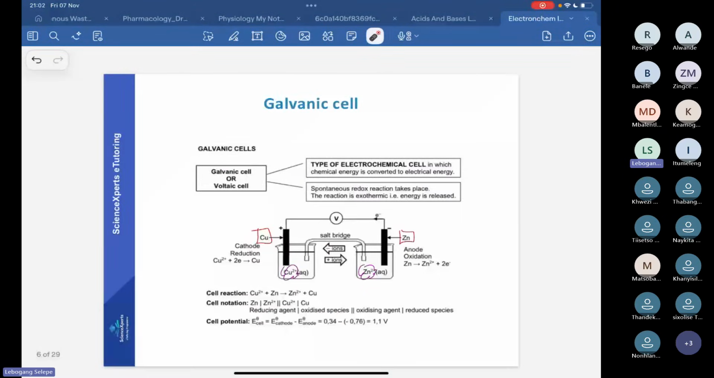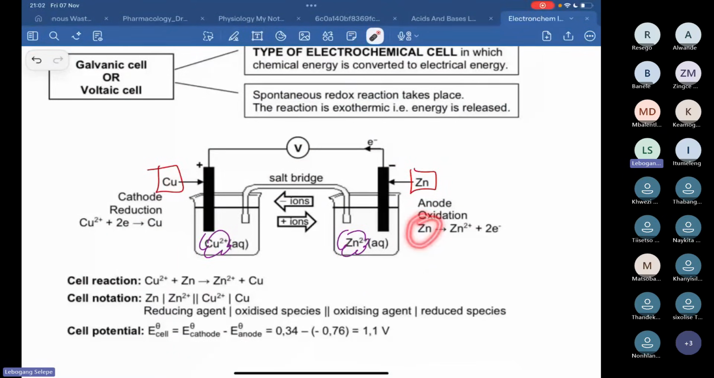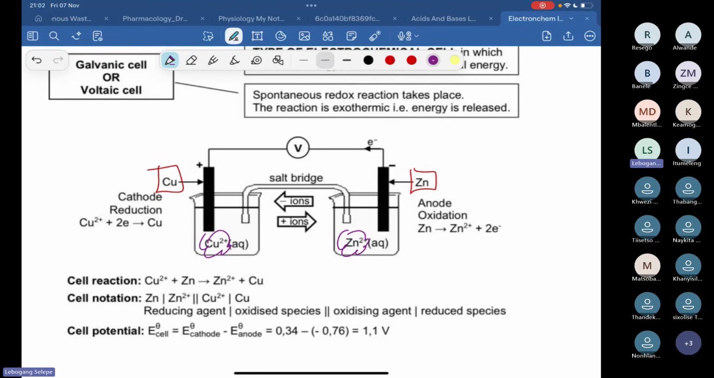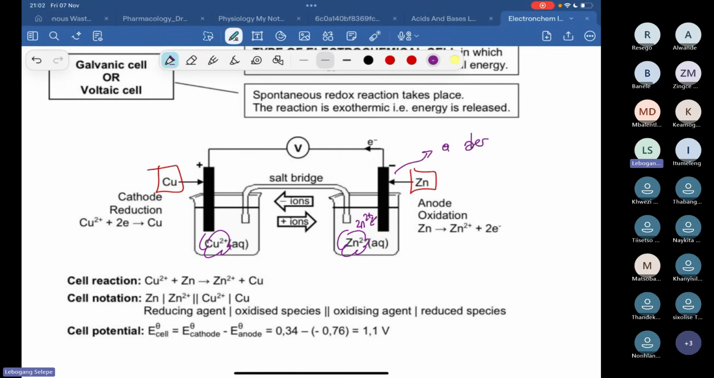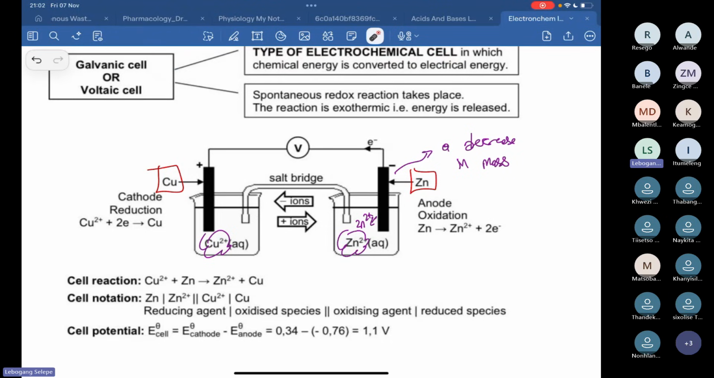All right. So Zn donates its electrons, it becomes Zn2+ plus 2 electrons. The Zn2+ falls into the solution, right? Adding into the solution, right? So because now this metal is being eaten away, it's eroding, here we would see what we call a decrease in mass, right? A decrease in mass. Then the electrons, right, they would flow in the circuit like that.